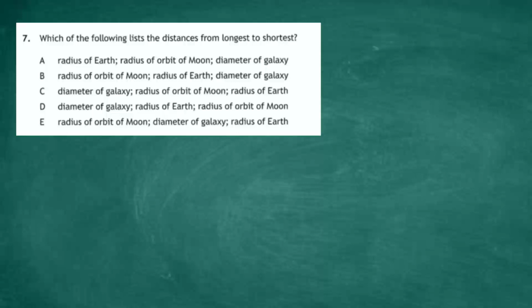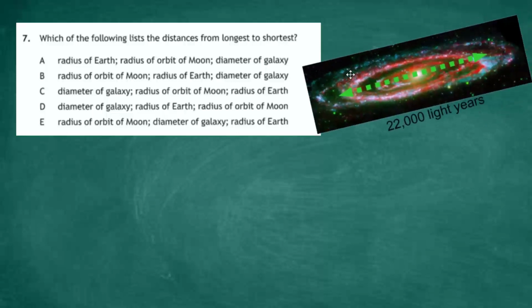Well, first things first, the longest must surely be the diameter of the galaxy, and the second must be the radius of the orbit of the Moon, when you think about that, and then finally you've got the radius of the Earth. You're going from a galaxy to an orbit and to the actual planet itself. So the answer to that question is going to be C.